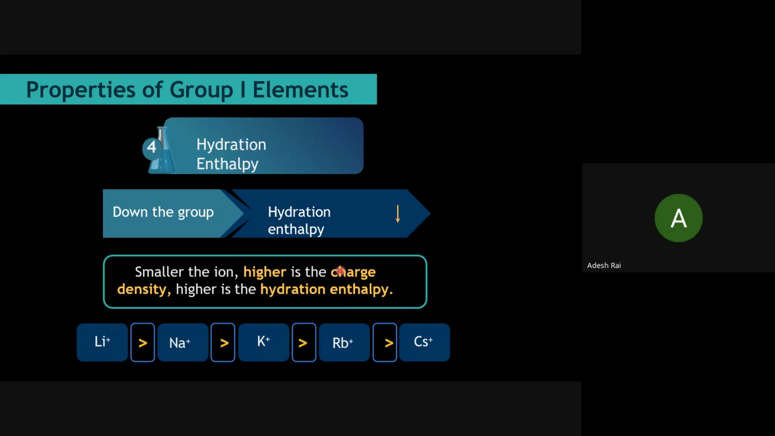So higher the charge density, higher is the hydration enthalpy. And charge density is nothing but charge upon size. So if charge is more, hydration enthalpy is more. If size is less, hydration enthalpy will be more.